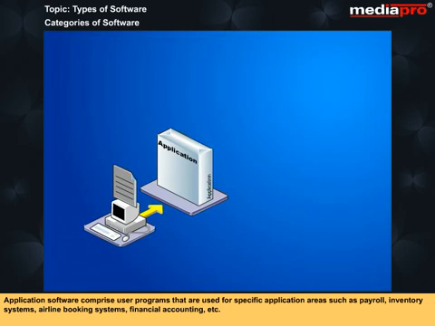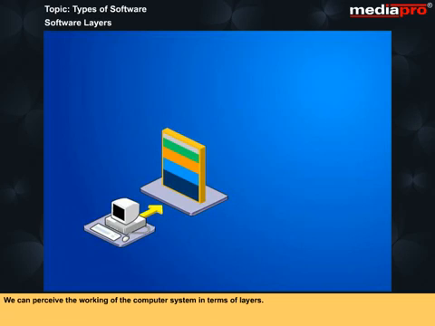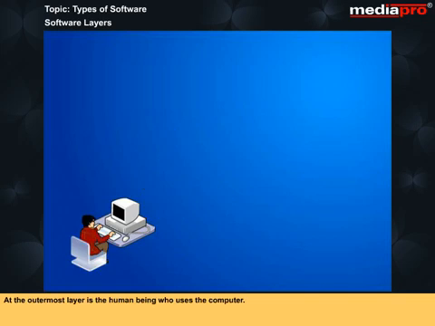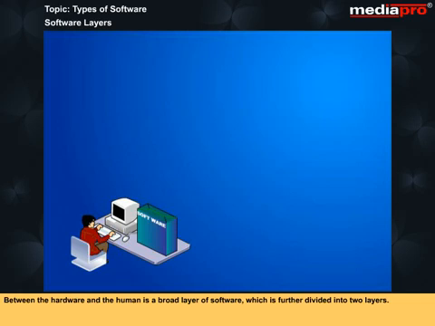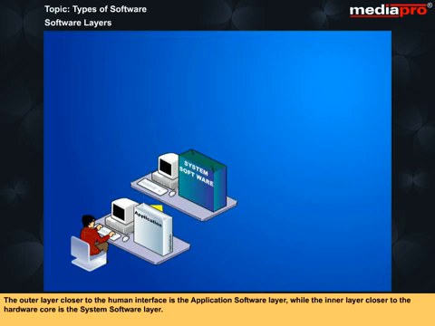We can perceive the working of the computer system in terms of layers. At the outermost layer is the human being who uses the computer. At the inner core is the hardware circuitry. Between the hardware and the human is a broad layer of software, which is further divided into two layers. The outer layer, closer to the human interface, is the application software layer, while the inner layer, closer to the hardware core, is the system software layer.